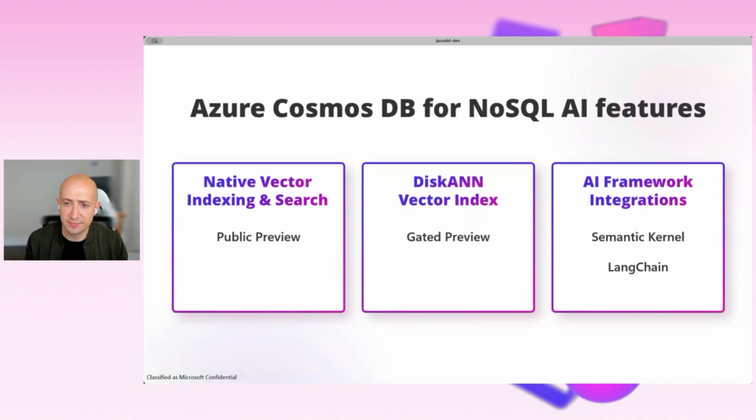Next, we announced a DiskANN based vector index. DiskANN is an advanced vector index that allows you to do highly scalable, efficient, and cost-effective vector search at any scale. And we have this in gated preview today. Next, we launched some AI framework integrations with Semantic Kernel and LangChain, and there's more integrations to come.